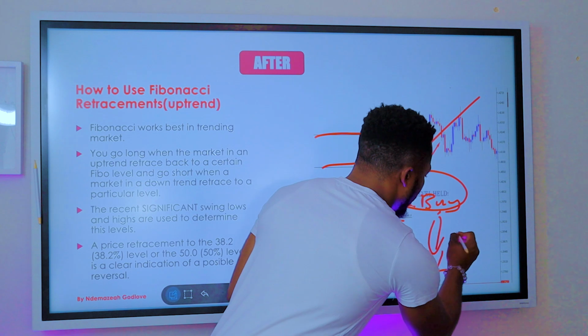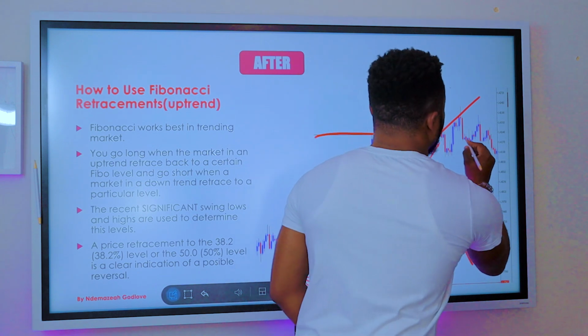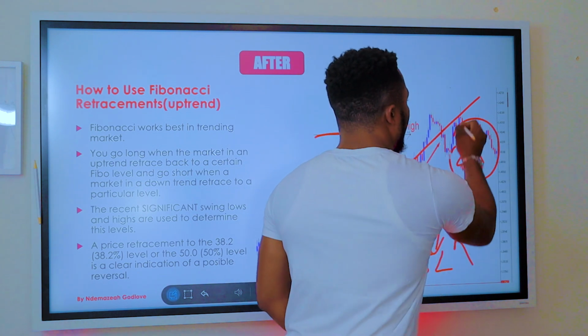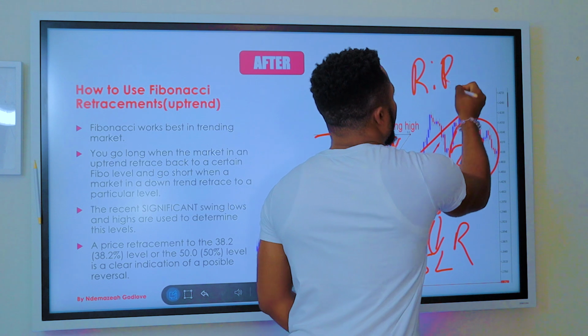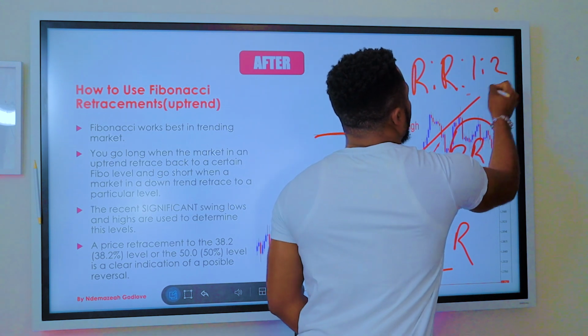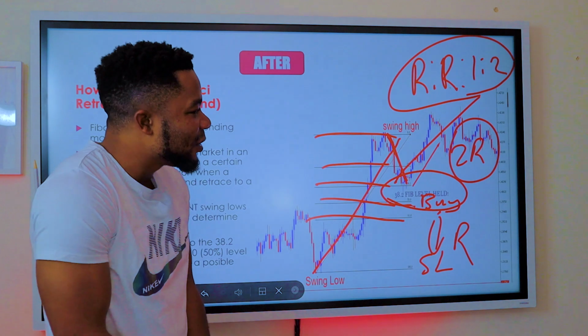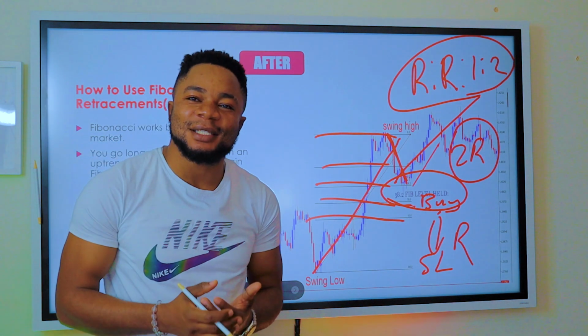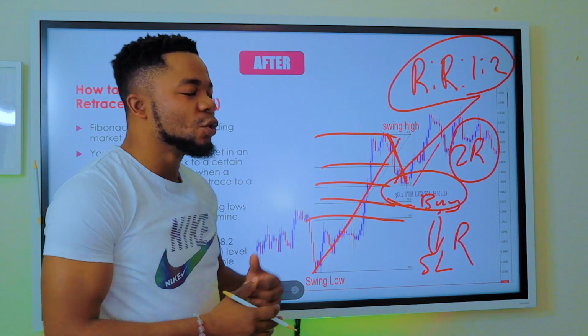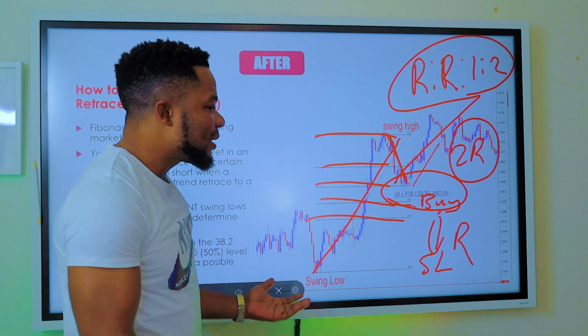If this is one arrow, then your take profit will be what? Two arrows. Risk to reward of at least 1:2. So that is how this tool is very, very interesting and fascinating. That is how you use it.